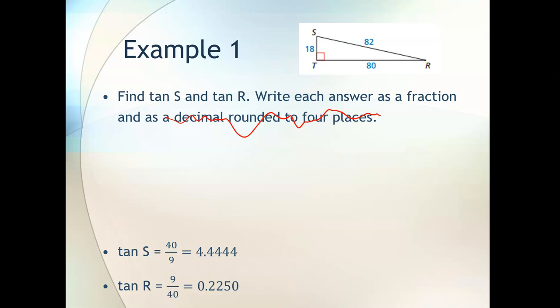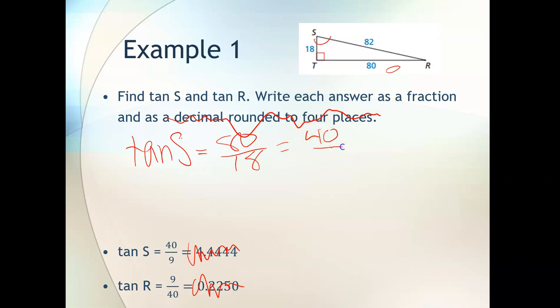Okay. So we're going to ignore the decimal pieces. So the tangent of S, if I'm looking right here, opposite is 80 and adjacent is 18. Then I wanted to simplify my fraction, so both 80 and 18 are divisible by 2, which is how I got 40 over 9.